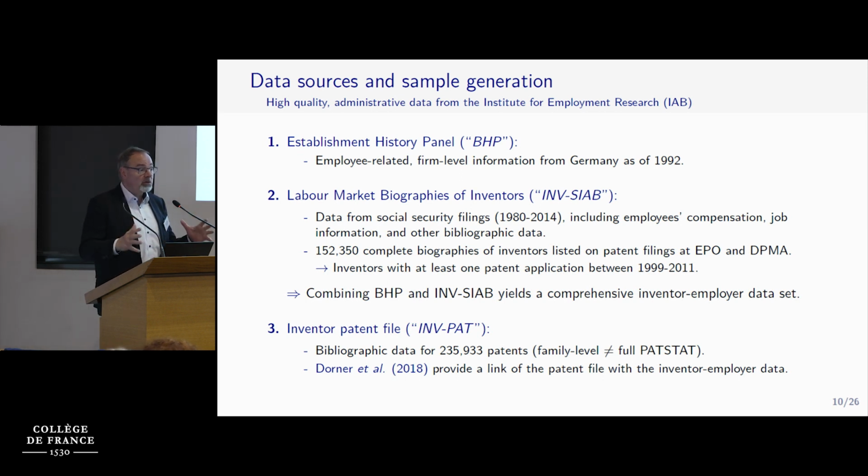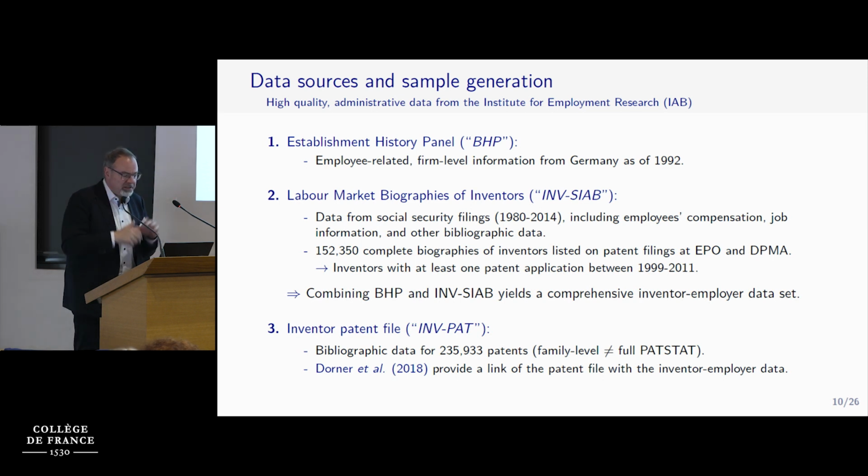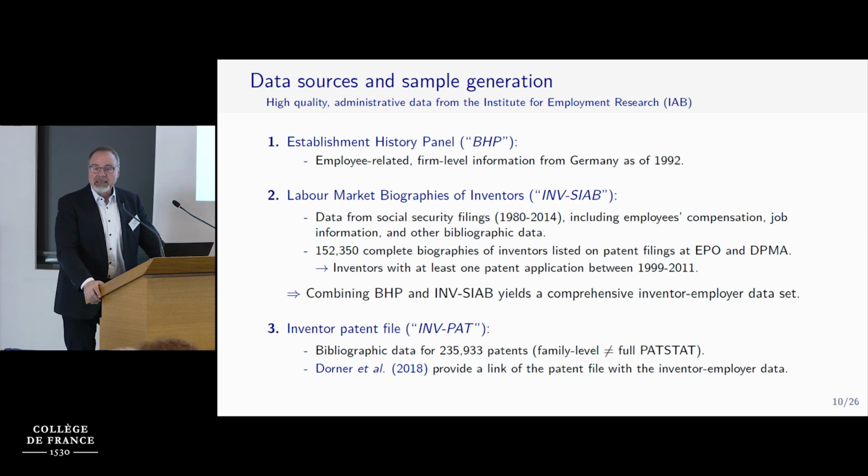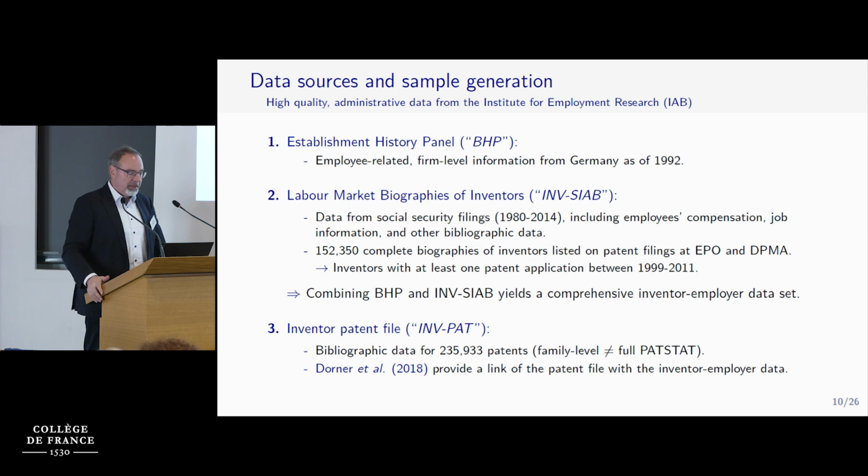We focus on biographies of inventors, and we have identified 150,000 or so biographies of inventors that are listed on patent filings at the EPO and the German Patent Office. We focus on inventors with at least one patent application between 1999 and 2011. So we combine those, and we also have an inventor patent file. That's the file we carried over to our friends at the IAB. They matched that with the labor market biographies. By the way, those matches are a very heartwarming exercise. So when you bring the patent data over, you match them with the social security data, you get in the first round anything between 85 and 88% perfect matches.